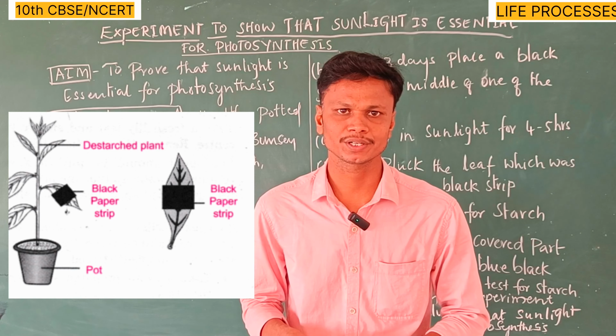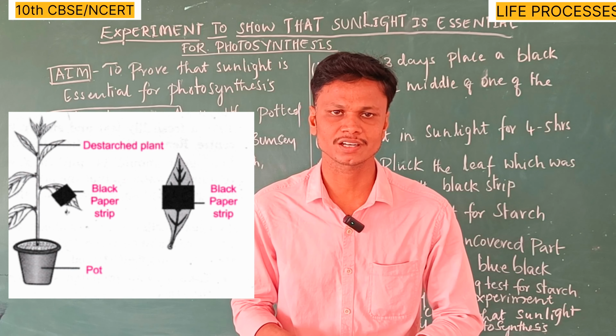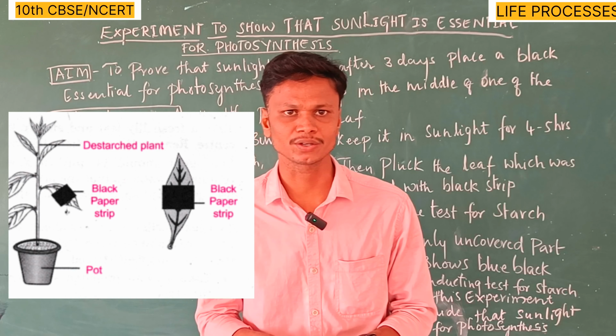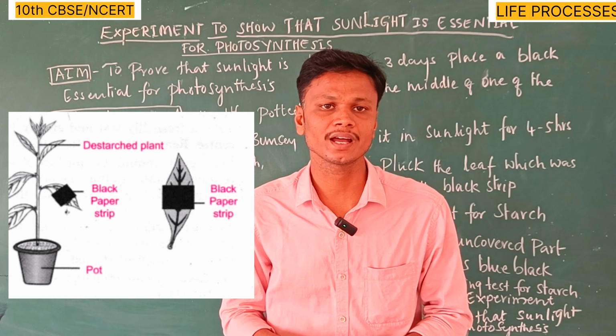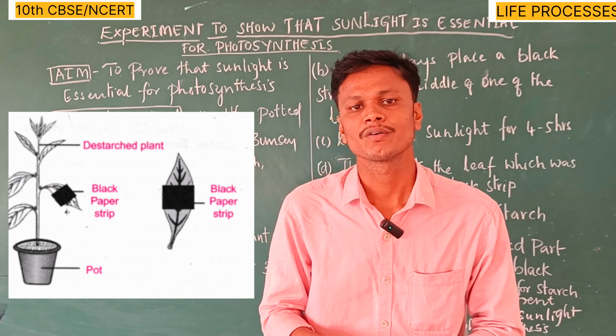So in the last video we were discussing how chlorophyll is essential for photosynthesis. In this video, we will discuss how sunlight as well as carbon dioxide is essential for photosynthesis.